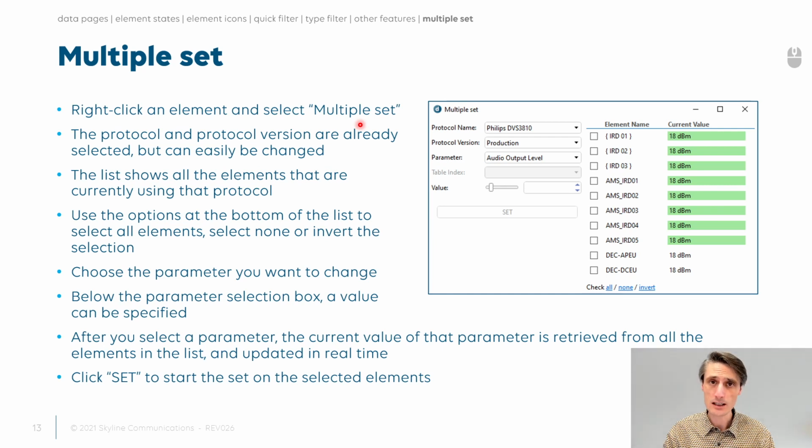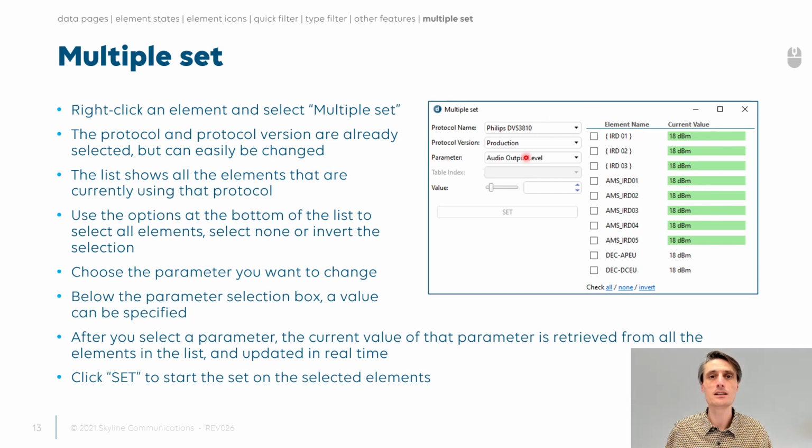You can launch that by right-clicking on any of the elements and going to multiple sets, but it's important which one you right-click, because that will automatically populate the multiple set window with the protocol and the version that you right-clicked upon. So if you right-click on a Microsoft server, it will immediately select a Microsoft server. If you right-click on a Cisco switch, it will immediately go into the Cisco switch driver. You will see on the right-hand side then immediately all the elements that are using this driver, that are this specific element type, you could say.